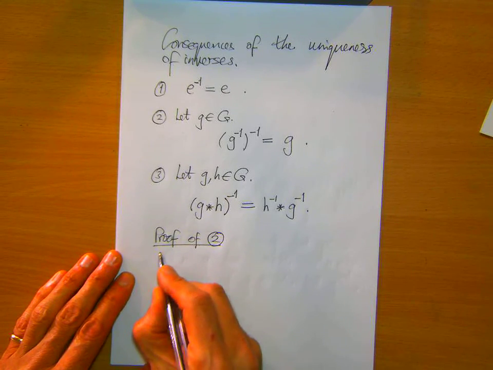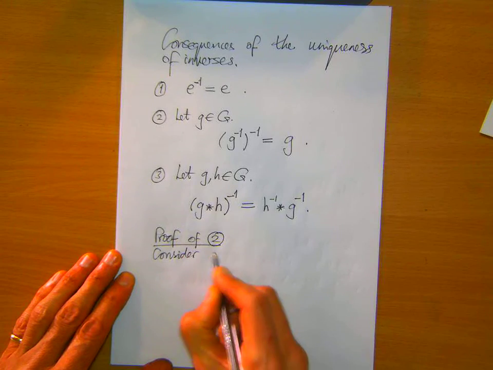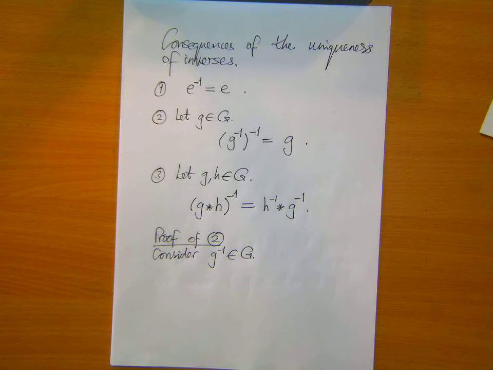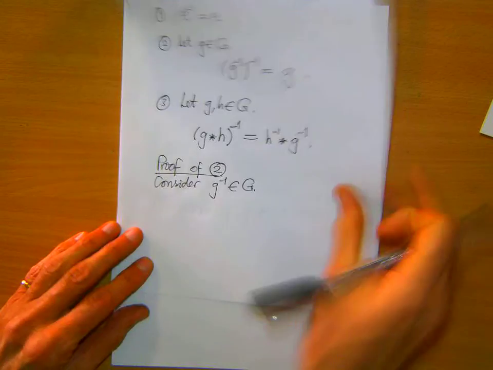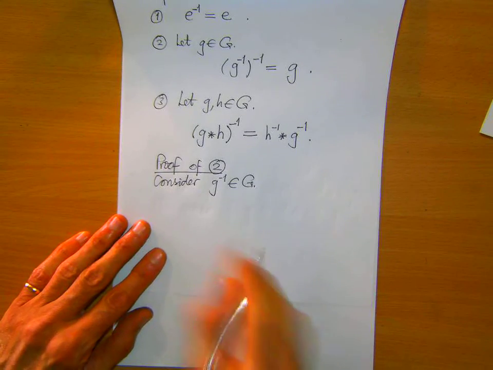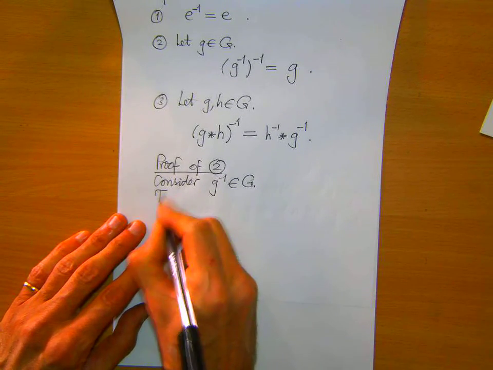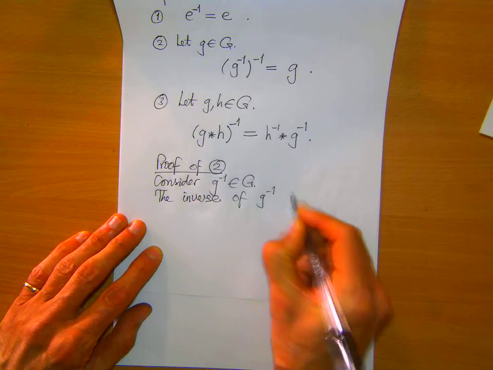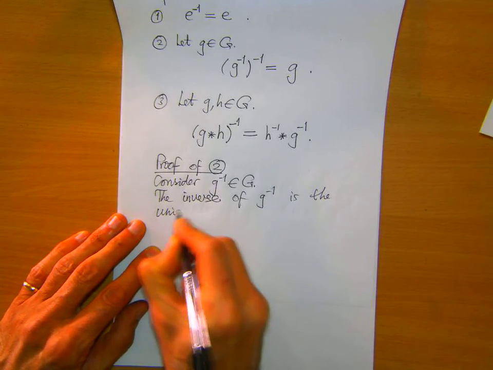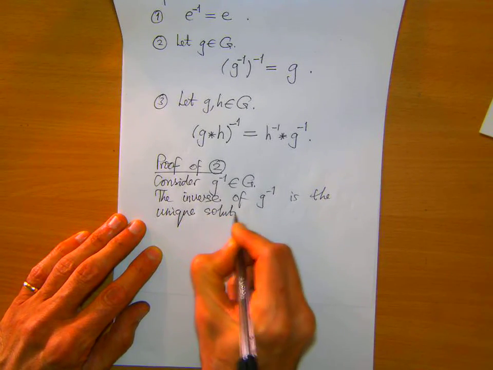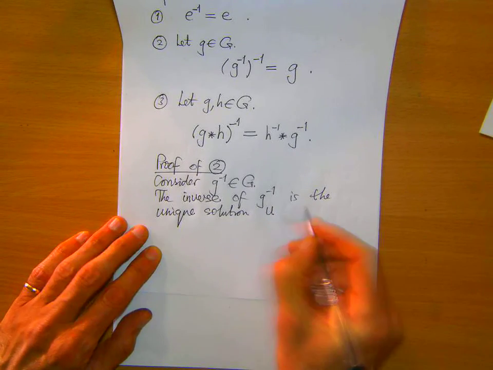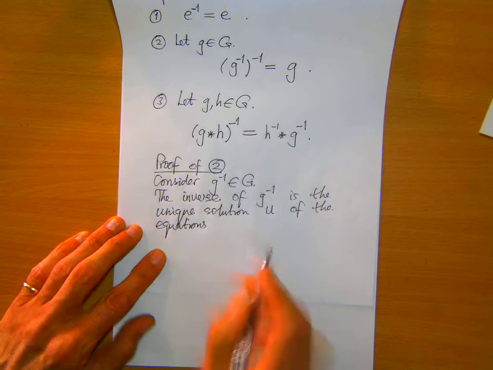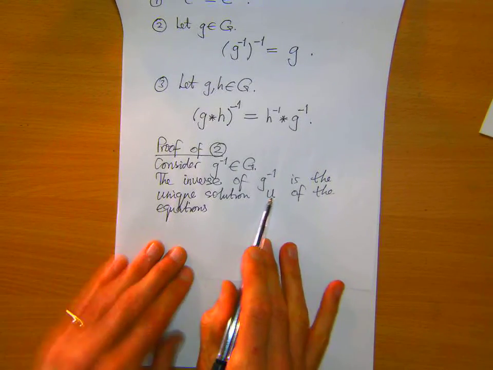So let's consider the element G inverse in G, just thinking of G inverse as an element of G. Well, what does the inverse of G inverse satisfy? The inverse of G inverse is the unique solution, let's call it U for a minute because we don't know what it is yet, of the equations. So U is what we're trying to find. U is the inverse of G inverse.